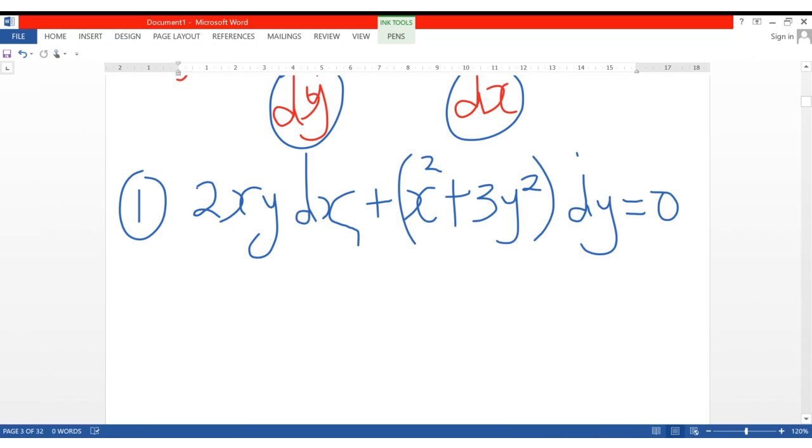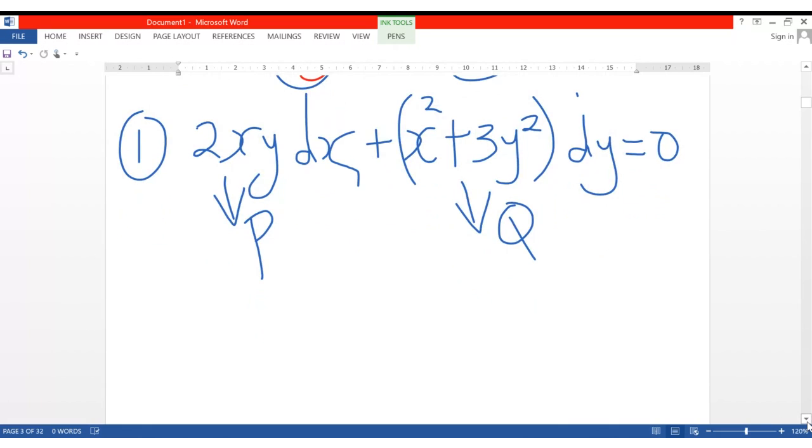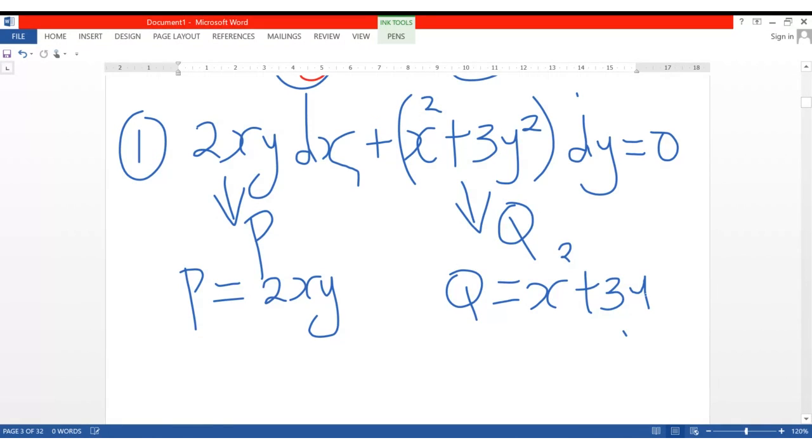So before you begin, I'll go back to the notes to check if it is exact. So this one is my p, and this one is my what? My q. Why? Because we said the q goes with the dy, and the p goes with the dx. So I need now to differentiate this one partially. We have said that p is equal to 2xy, and then our q is equal to x squared plus 3y squared. So I'll differentiate p in terms of y and q in terms of x.